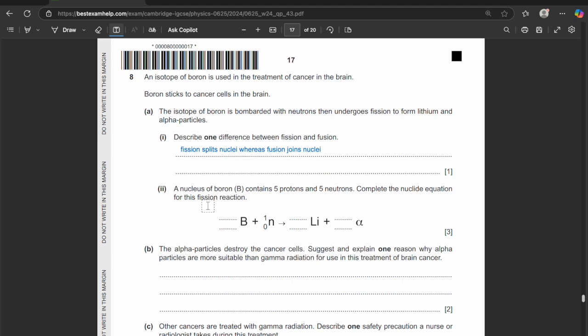2. A nucleus of boron B contains 5 protons and 5 neutrons. Complete the nuclear equation for this fission reaction. So it says 5 protons, you can write 5 down here. 5 neutrons, so 10. And then this side of the equation has to be equal. But for lithium, we don't have a periodic table or anything like that. We don't remember anything. So we have to know about the alpha particle. Just 2 protons and 2 neutrons. And this side is 11. So the side has to be 11 as well, 7 and 3.